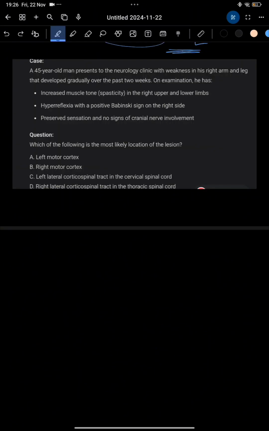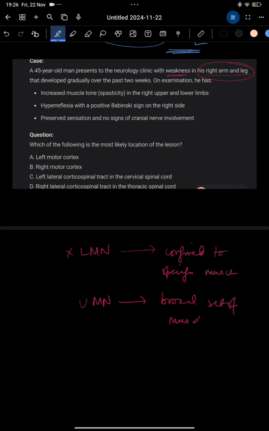So let us solve this question using the principle that we have just learned. In this question, there is a 45-year-old man that presents to the neurology clinic with weakness in his right arm and leg. So from this line alone, we know from our principles that it is not the LMN lesion, because LMN is confined to a set of specific muscles, whereas the effect of upper motor neuron damage is a broad set of muscles, because the deficit occurs wholly below the level of lesion. Only the muscles supplied by the LMN show deficit, but in case of upper motor neuron damage, everything below the lesion shows spastic deficit.